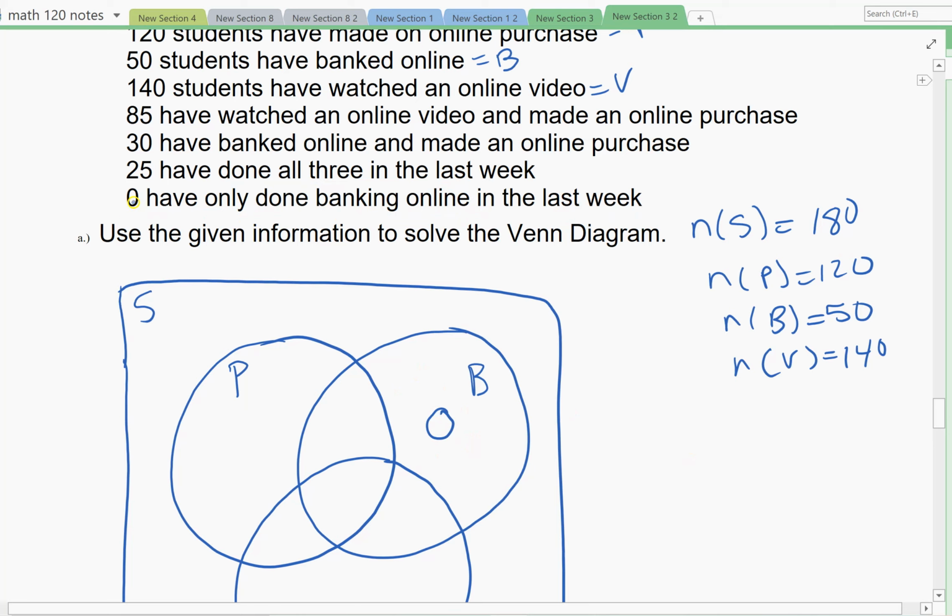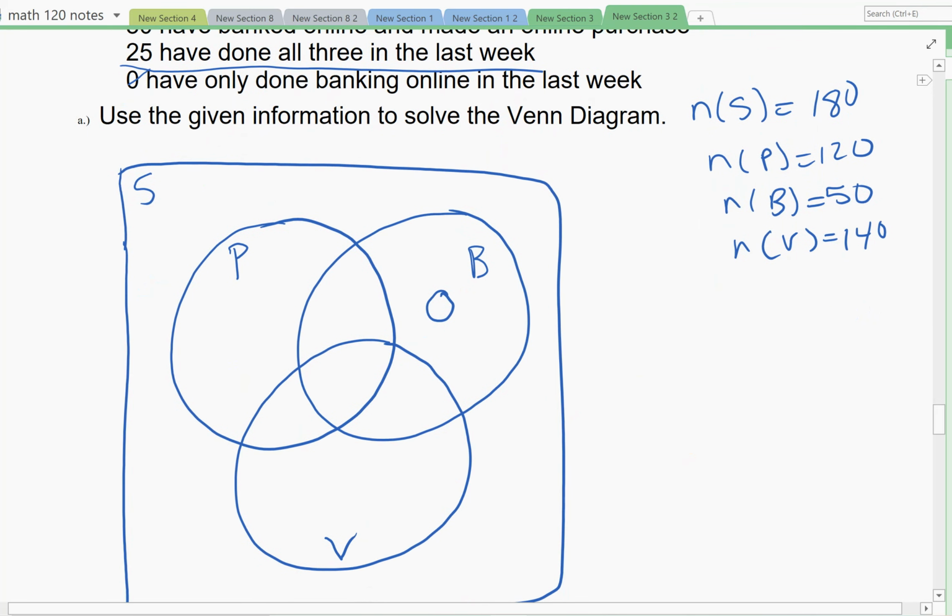So 25 people have done all three. And so remember, that's the middle wedge. 25 people have banked, purchased, and watched videos online. So 25 people out of the 180 surveyed. And remember, I can't count those 25 again. I've counted 25 people who've purchased already. I've counted 25 people who banked online, and I've counted 25 people who've watched a video online. And I want to make sure I don't count them twice.